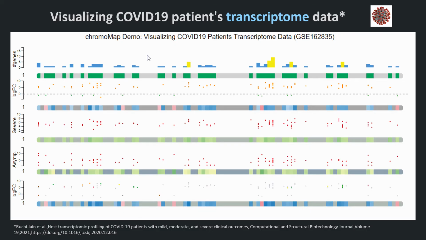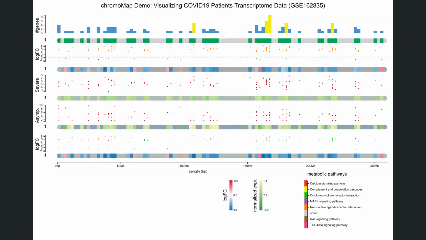This is an example of coronavirus patients' gene expression data visualized using chromoMap. It is built with several functions offered by chromoMap. Let's take a moment to understand what the plot is showing.